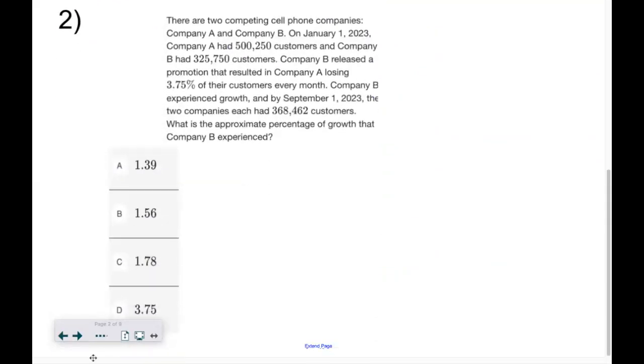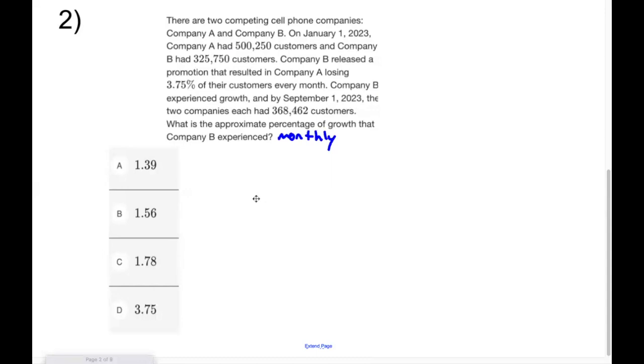If I look right at the question, there's also a mistake in this problem, I realize. It wants the approximate percentage growth that company B experienced. It really wanted the monthly percentage growth. That'll inform how we do this problem. I still thought it was a good problem, so I left it on there, but I did realize that mistake afterwards. The actual percentage growth of the entire time, that answer choice is not here, so I can only assume that they meant monthly, and it's actually what I want to go over in this problem.